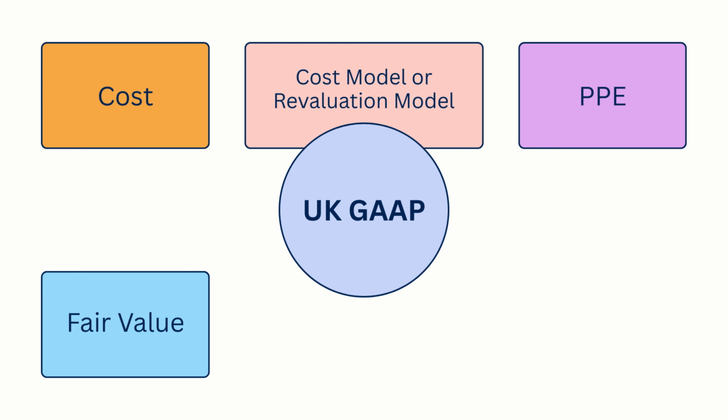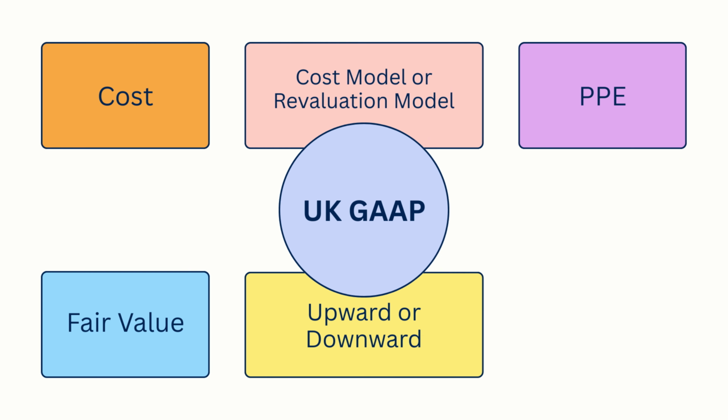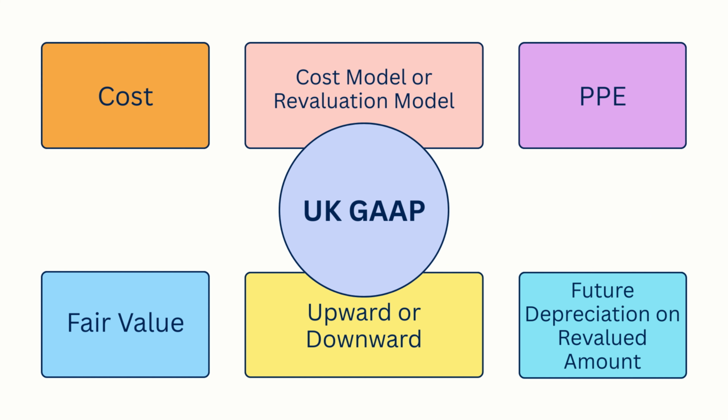Assets are revalued to fair value. It allows both upward and downward revaluations, provided they reflect fair value. Upward revaluations go to revaluation reserve, equity. Downward revaluations are treated as impairment losses, recognised in profit or loss, unless they reverse a previous revaluation surplus. Future depreciation is based on the revalued amount.